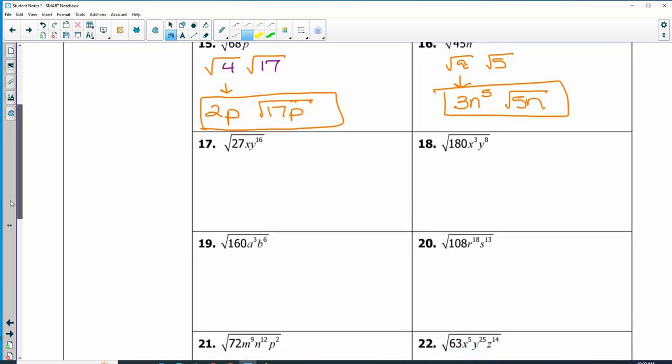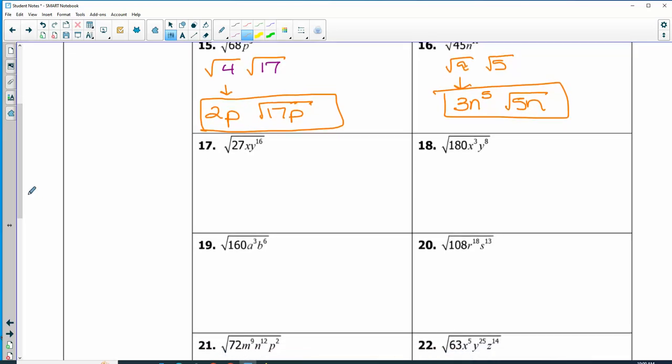Alright, let's do one more together, and then I'm going to have you guys try a couple. 27, what can I break that into? 9. The square root of 9 is 3, so that comes out. 3 stays underneath. If I have 1 x, do I have enough to form a group of 2? No, so I don't bring my x out, it just stays underneath. If I have 16 y's, how many groups of 2? 8. And none left over.